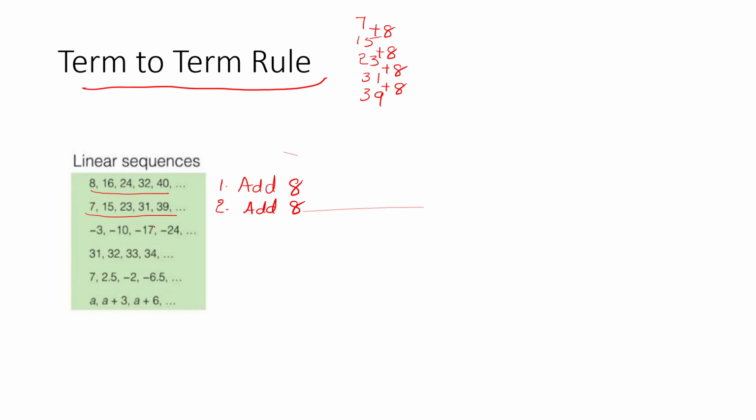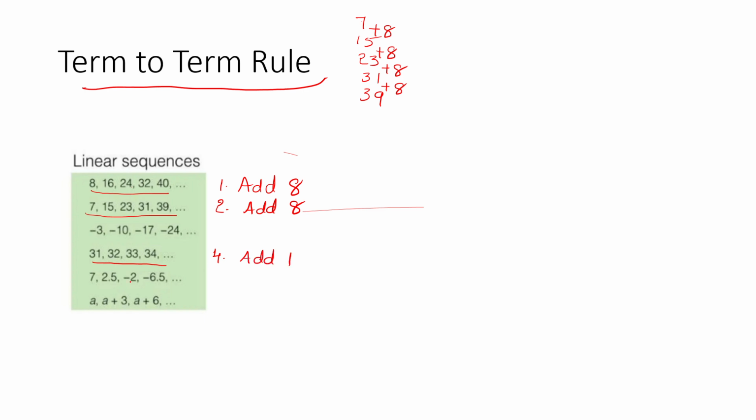So now we will see this one. This one already we have done, no? 31, 32, 33, 34. So this is the fourth example. What is the term to term rule? Already we have seen that. Add 1. Add 1.